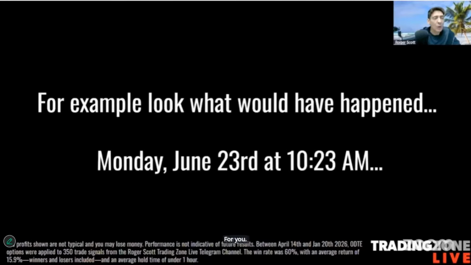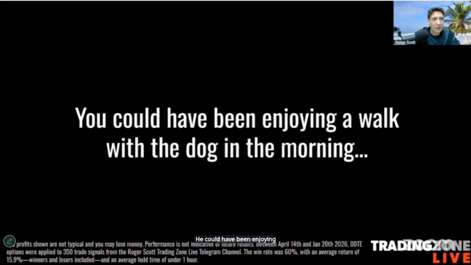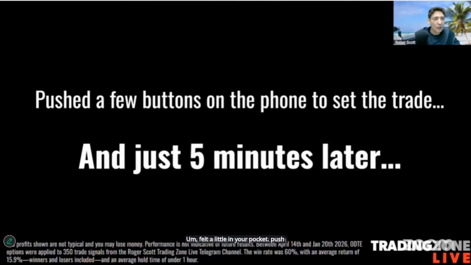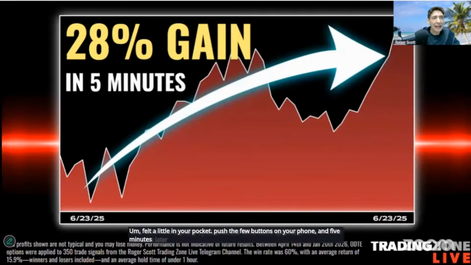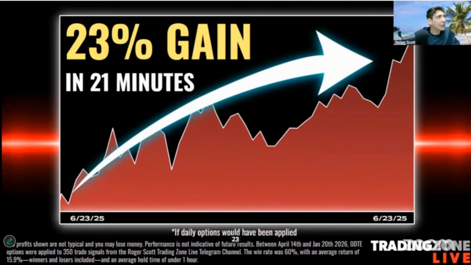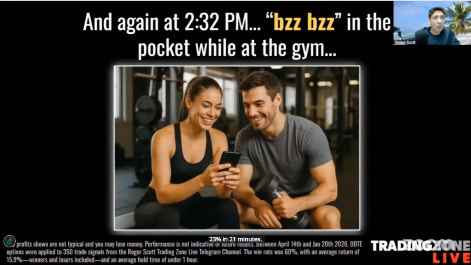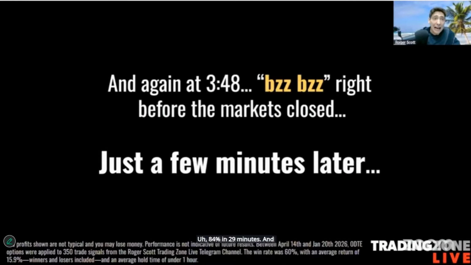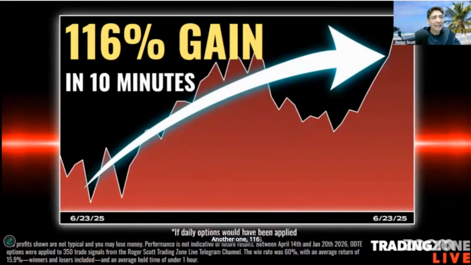For example, take a look at what happened Monday, June 23rd at 10:23 in the morning. You could have been enjoying a walk with the dog in the morning, felt a little bzz, bzz, bzz in your pocket, pushed a few buttons on your phone, and 5 minutes later, 28% gain in 5 minutes. Then again, while grabbing lunch with a friend, you got that bzz, bzz, bzz, 23% in 21 minutes. And again, 2:32, 84% in 29 minutes. And again, at 3:48 p.m., right before the market closed, another one, 116% gain in 10 minutes.